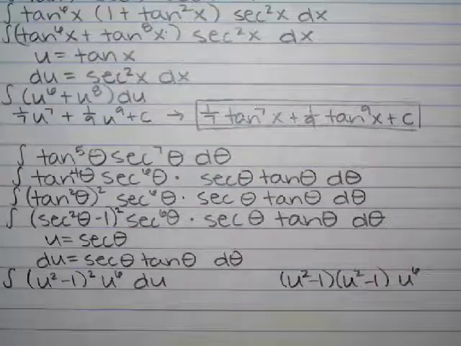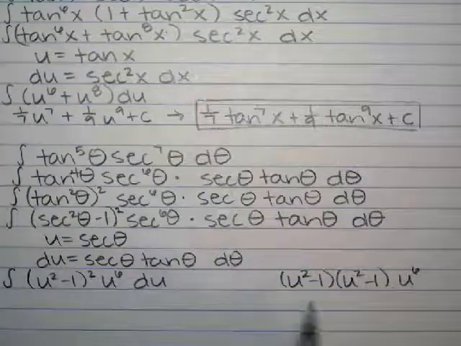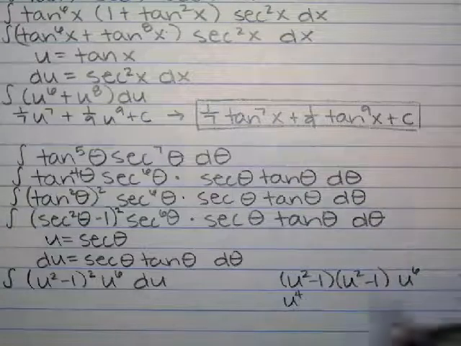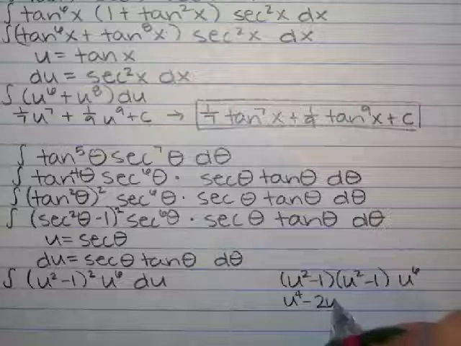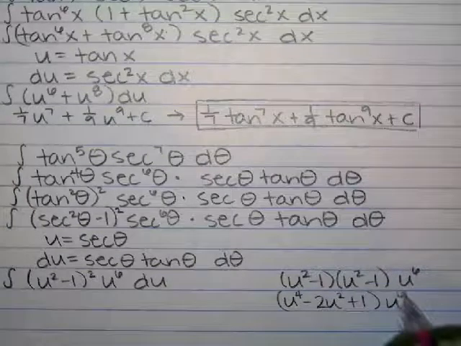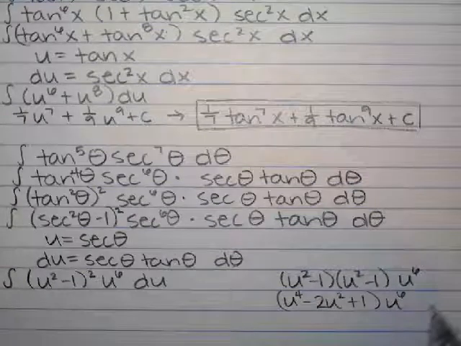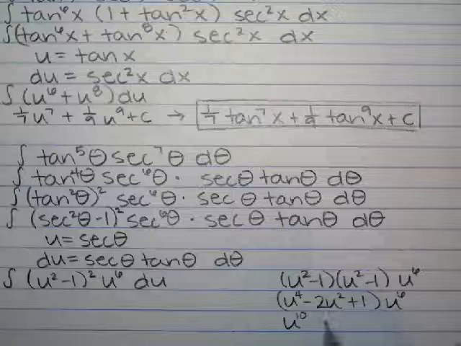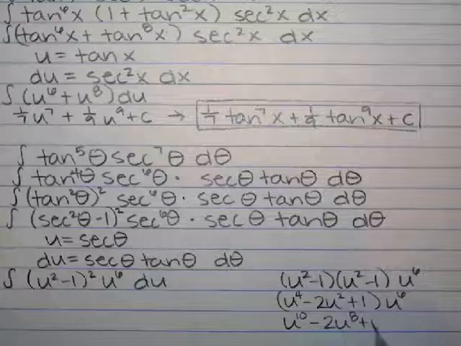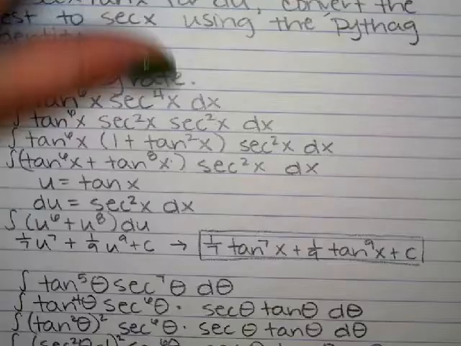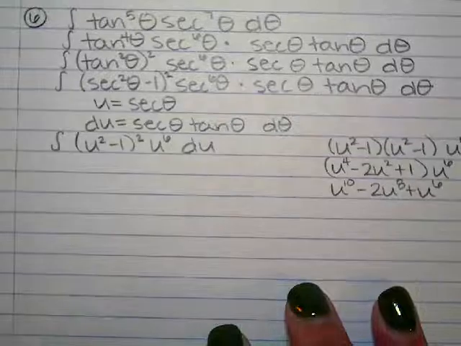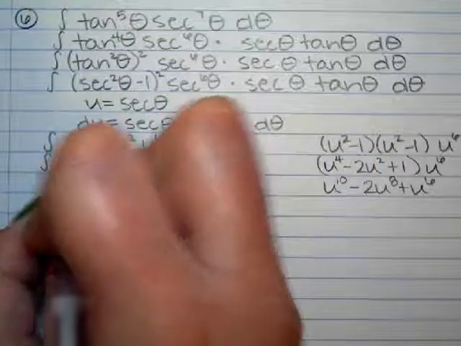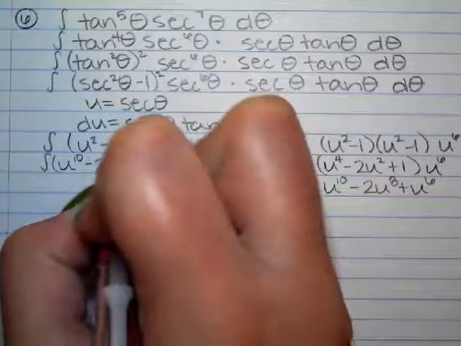So when we FOIL u squared minus 1, what do we get? Okay. And then when we distribute the u to the sixth, what do we get? Okay. So what we are actually integrating is u to the 10th minus 2u to the 8th plus u to the 6th du. Okay.